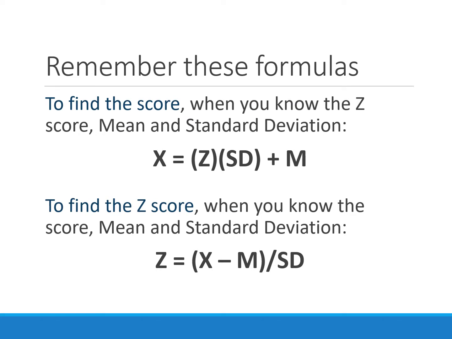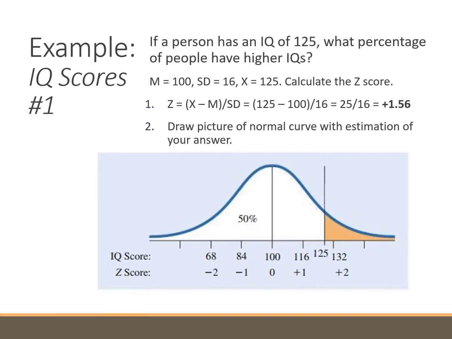Now, as we go through this, you need to remember the formulas that we've used before. To find a score, when you know the z-score, the mean, and the standard deviation, you will use x equals z times standard deviation plus the mean, where x is the score. When you need to find the z-score, and you know the score, the mean, and the standard deviation, then you use the formula z equals the score minus the mean, divided by the standard deviation. You'll be using these back and forth throughout this chapter.